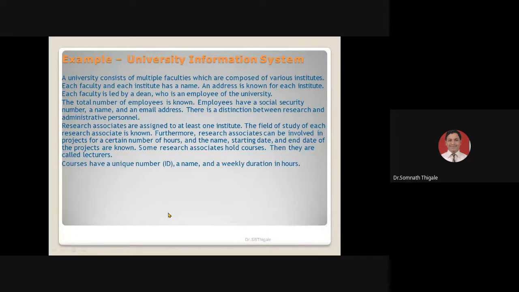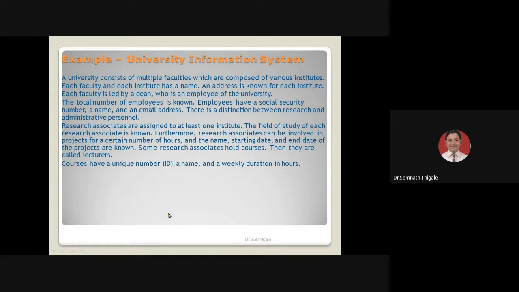A university consists of multiple faculties which are composed of various institutes. Each faculty and each institute has a name. An address is known for each institute. Each faculty is led by a dean, who is an employee of the university. The total number of employees is known. An employee can have a social security number, SSN, and an email address.